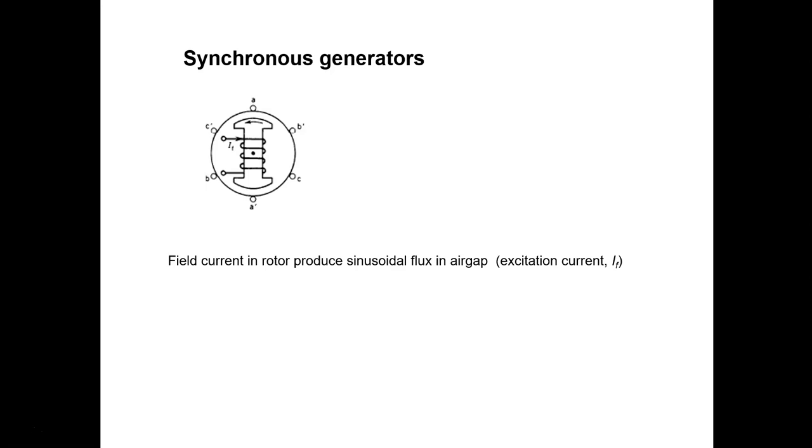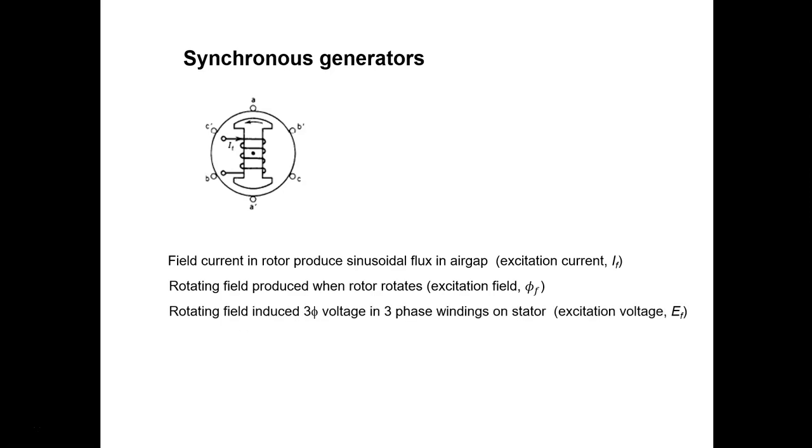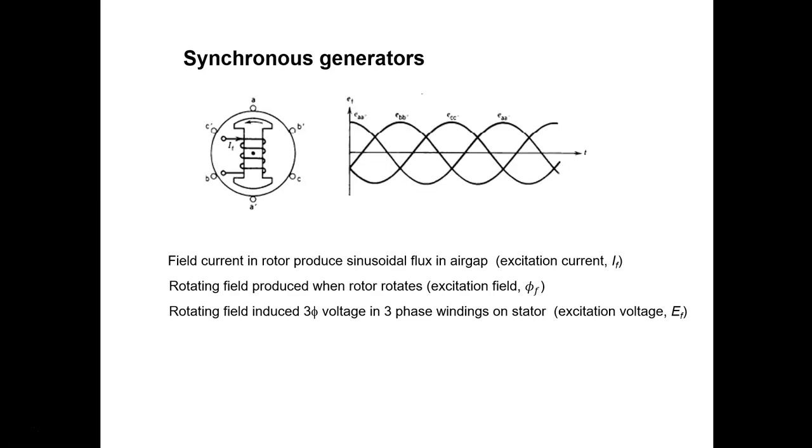The rotating sinusoidal flux will induce voltage on the stator windings A, B and C. Because of the sinusoidal flux distribution in the air gap, the induced voltage on the stator is also going to be sinusoidal. Since the separation between the windings of A, B and C is 120 electrical degrees, the phase difference between the induced voltages on the stator will be 120 degrees as well.